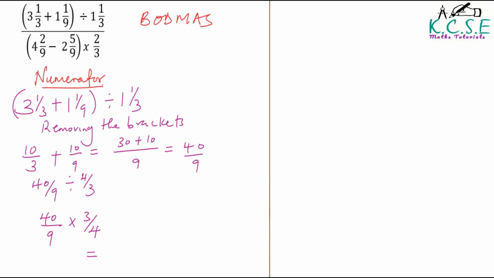Working out these, 3 divided by 3 is 1. 3 by 4, 1 by 4, 10. And we get 10 over 3. So this is the solution in the numerator. Now let's solve the denominator.